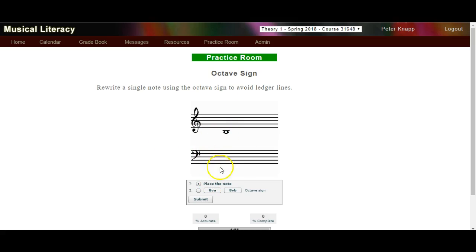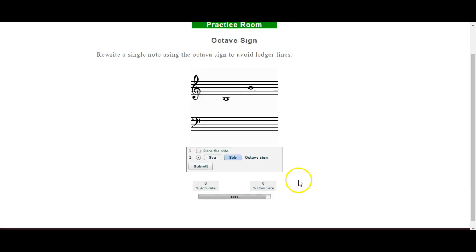and so you have a choice. Place the note and then the octave sign. So this is a note they want to hear. I could place it here on the B, and then I would have to say play it an octave lower. Okay? And then place the octave sign. Oh, you have to place it. Okay, fine. So good.